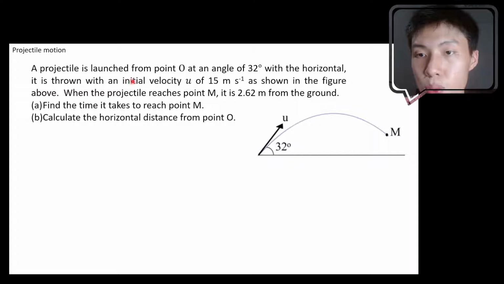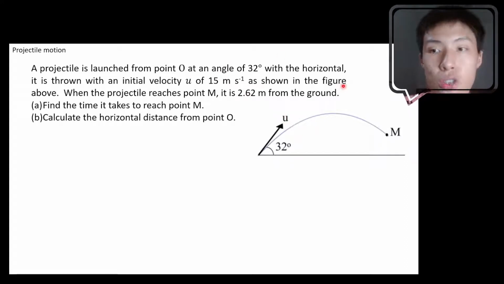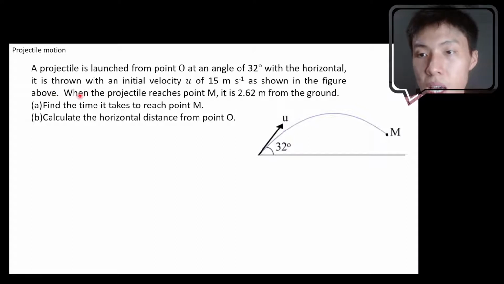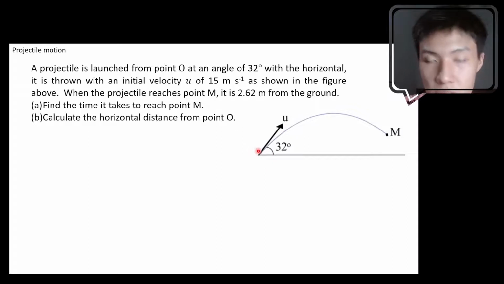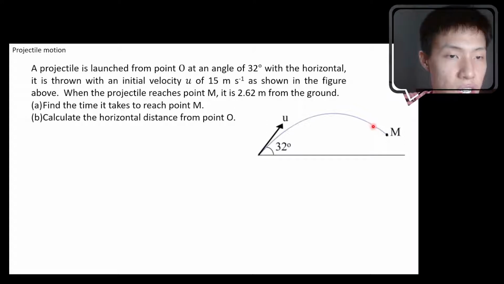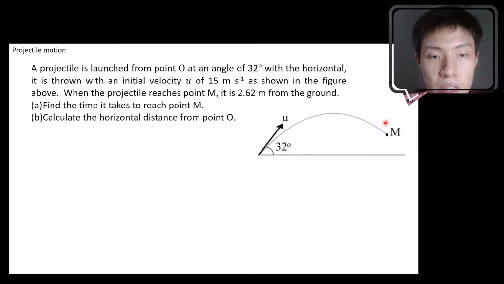So it is thrown with an initial velocity u. So this is the initial velocity vector arrow, and this u here has a magnitude of 15 meters per second as shown in the figure above. Okay, when the projectile reaches point M, so the object, whatever it is, we call it projectile. So when this projectile reaches point M, this point over here, it is 2.62 meter from the ground. So this one is not labeled inside here. So there are many things not labeled inside here. Let me try to label it now.